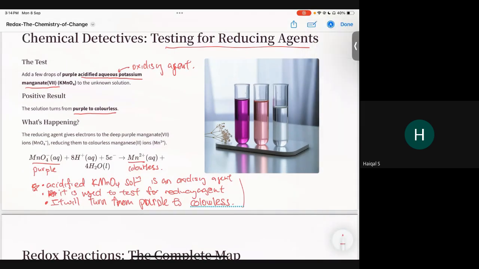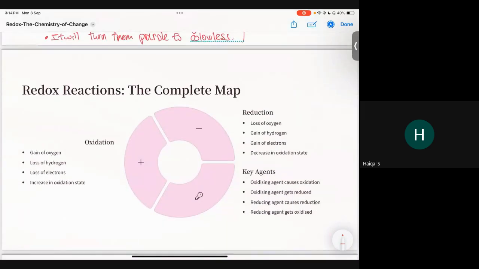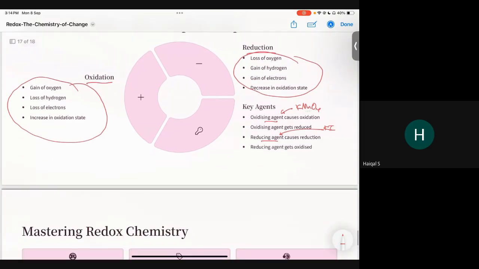Okay, and just a general idea of what we have gone through in terms of reduction, oxidation. So we went through these four ideas, and then the last part is we went through the idea of oxidizing agent, reducing agent. Okay, and oxidizing agent, we know is KMnO4. Reducing agent is KI. Okay, those are the things that we have gone through in terms of the general idea for this particular slides.